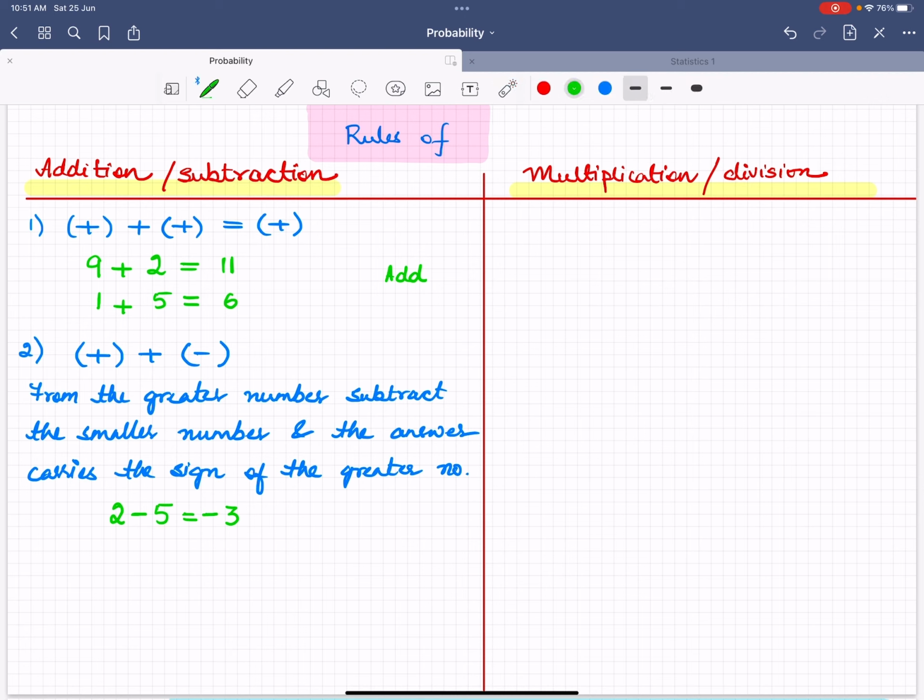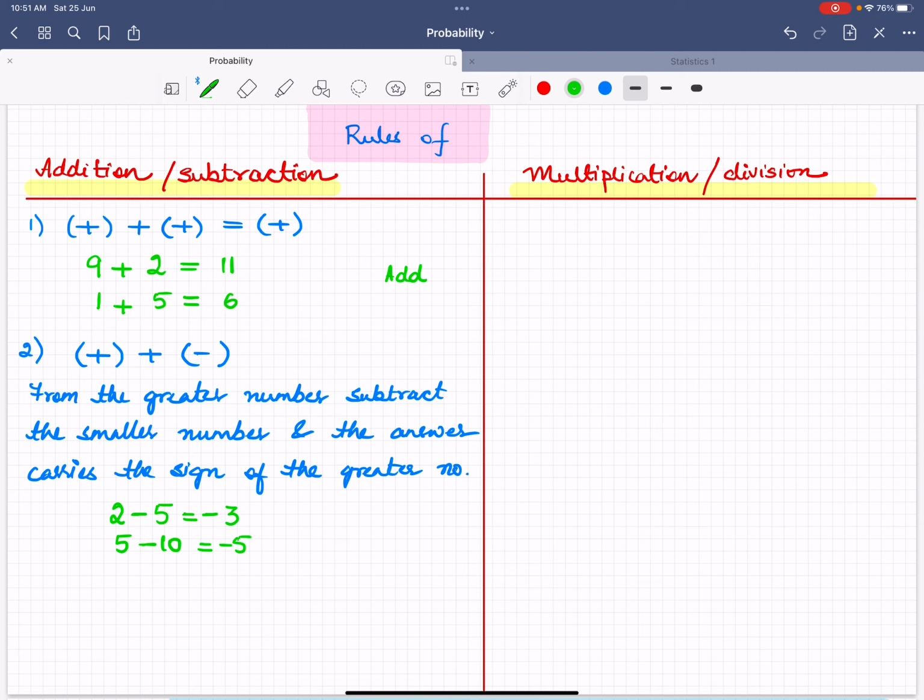Let's look at another example. If I have 5 minus 10, once again here the greater number is 10. From the greater number we need to subtract the smaller number. 10 minus 5 gives us 5. The answer must carry the sign of the greater number and hence the answer is negative 5.